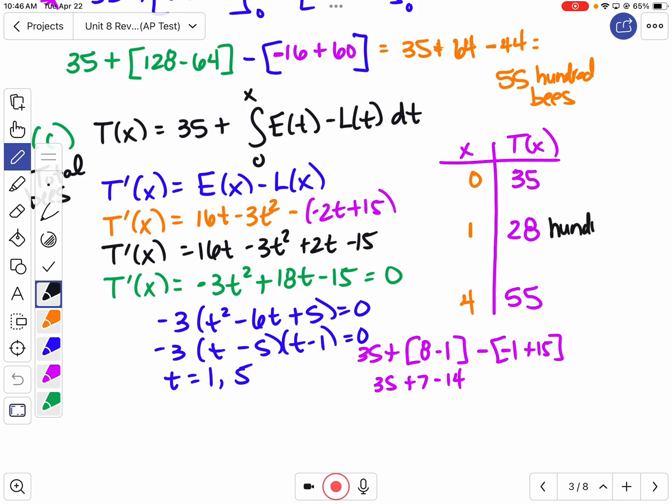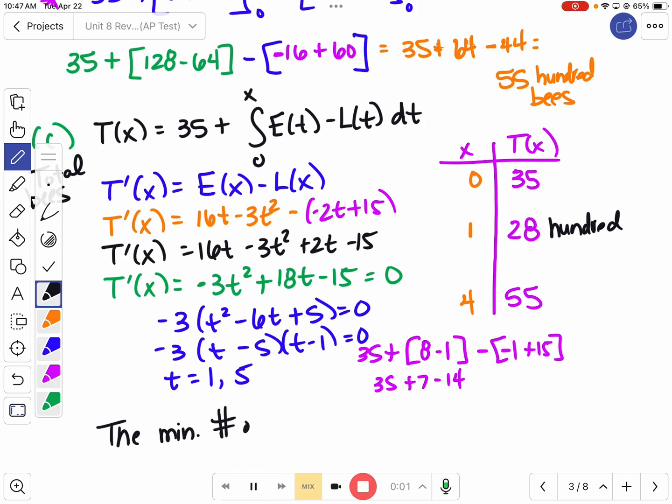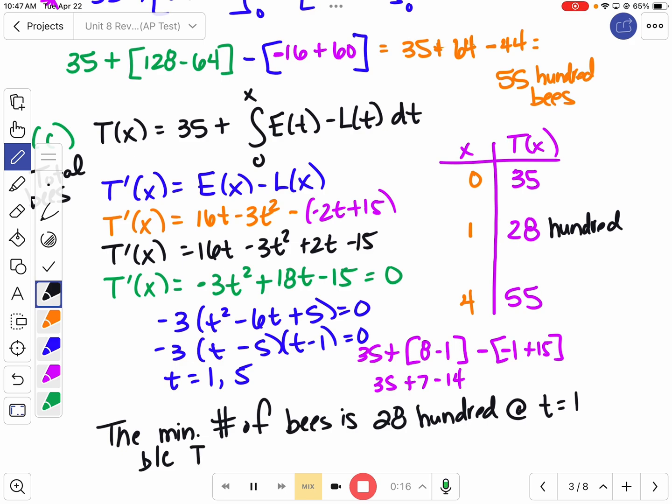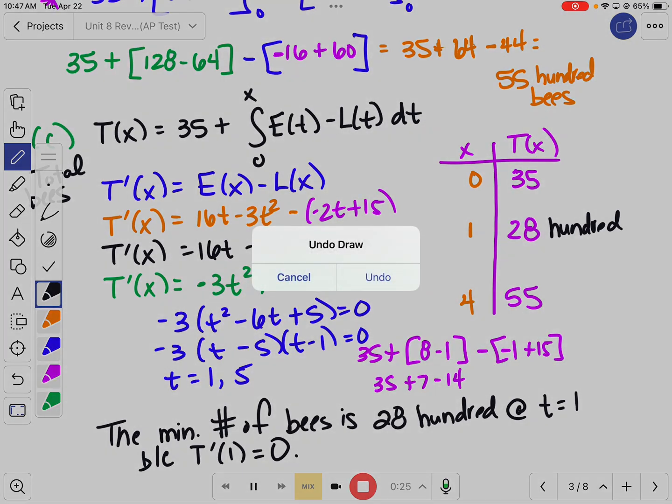2,800. Okay, so we say the minimum number of bees is 2,800 at t equals 1 because t prime at 1 is equal to 0. That's it.